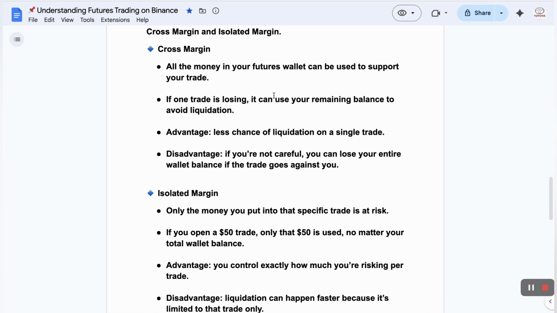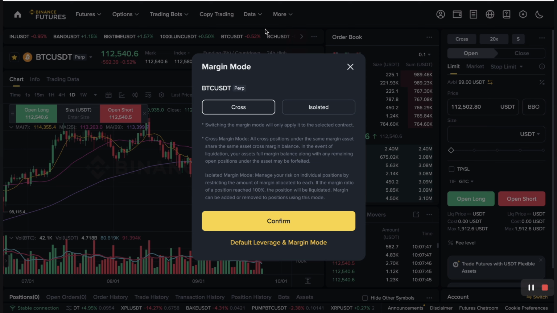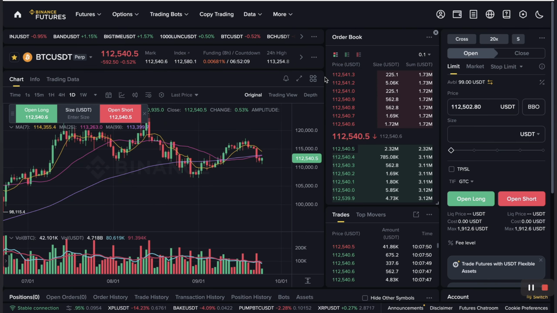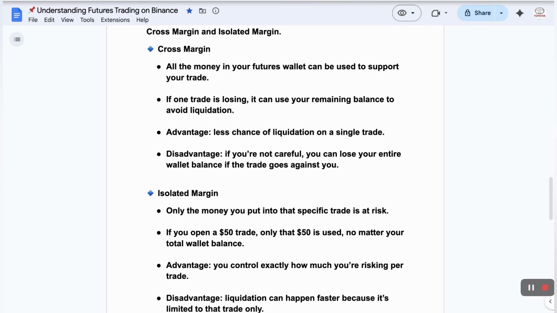You are using all your money, all the money I have on my futures account right now. I'm using it to trade, which is $100 on my futures balance. Hope you understand me. That we call cross margin. So if one is losing, it can use your remaining balance to avoid liquidation. You are trading with all your money, but you can just pick out of that $100 you use. You can use $10. Then the $90 will remain as your balance to avoid liquidation on cross margin. Hope you understand me, guys.